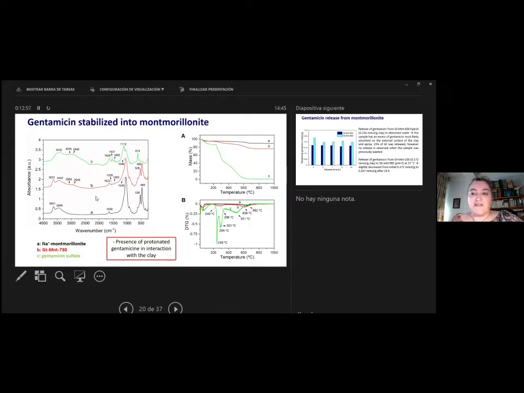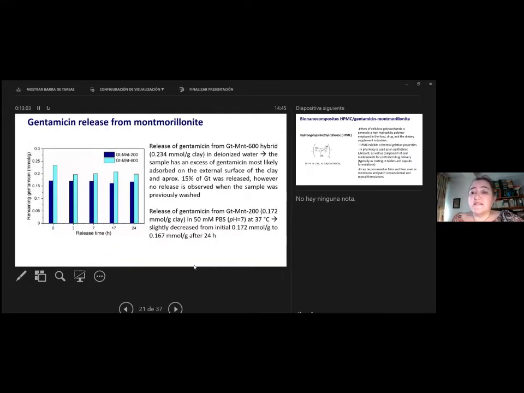and stabilized in the clay when it's adsorbed on the clay, and the material is very stable. It's so stable that the release is very slow. For instance, when we put the material just prepared by adsorption in water, we were able to release a certain amount in 24 hours. But when we use an intercalated compound that had been previously washed, practically there is no desorption.